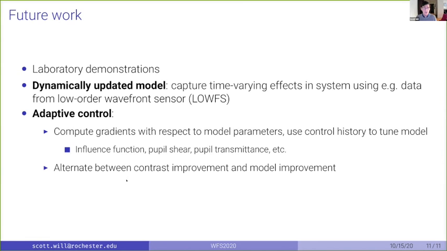Also, this opens new approaches to adaptive control. In this particular case, I computed the gradient of the objective function with respect to the actuator commands, but we can just as easily compute gradients with respect to various model parameters and then use our measured control history to tune the knowledge of our model. And then by alternating between improving contrast and improving the model, ideally we would improve our convergence speed to high contrast. And with that, I will open the floor to your questions. Thank you for listening.